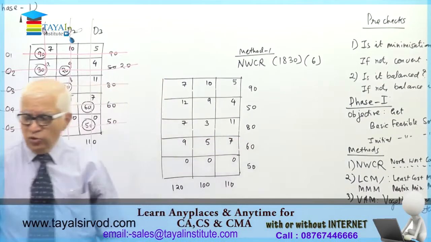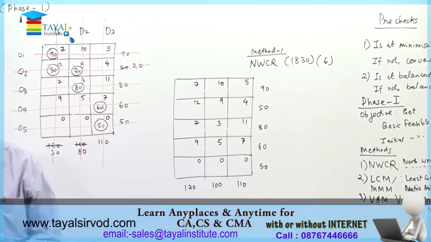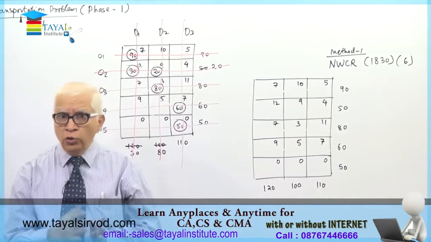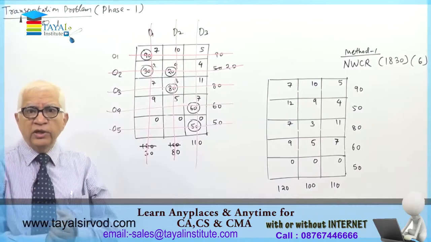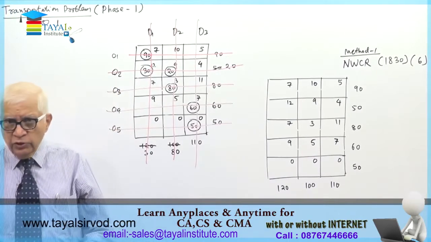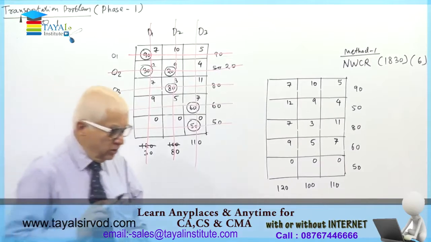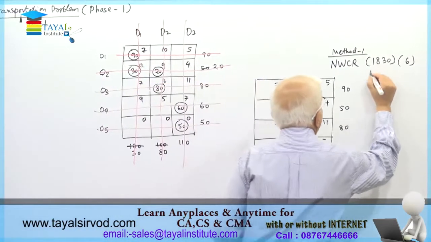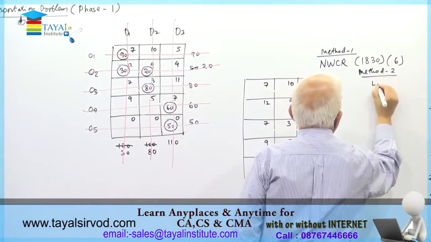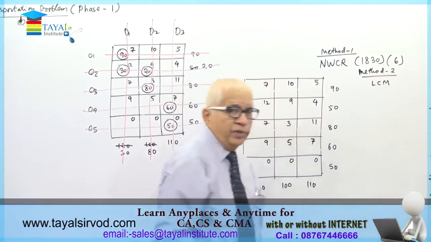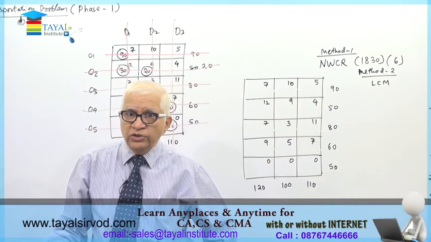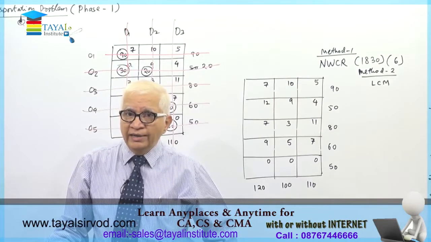I am not writing the names O1, O2, O3, etc., or D1, D2, D3, etc. They are obvious. Always remember, the names of rows are O1, O2 onwards, and names of destinations are D1, D2 onwards. Now, I want to find out the IFS using the second method, called as least cost method. So I will call it method number 2, LCM. I will verify what is the cost at the end of this solution, and we will compare the solutions of northwest corner and LCM.